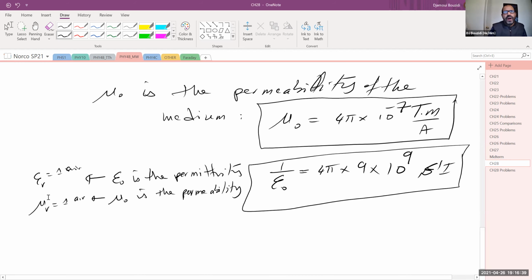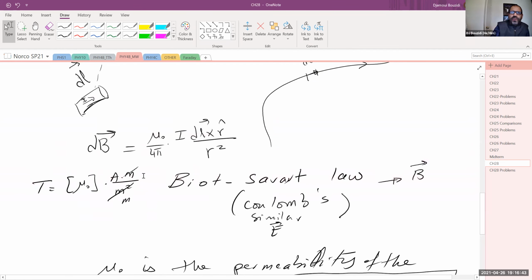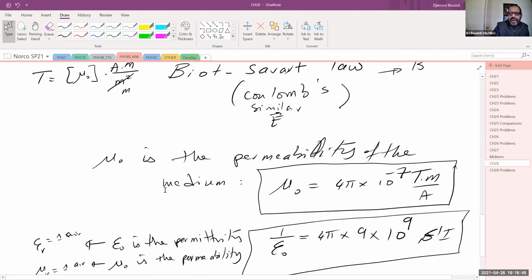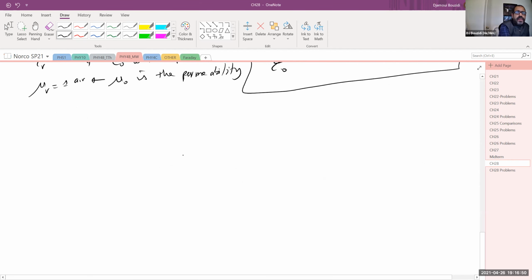In terms of constants, at least in terms of units and everything else. Now, word of caution, this expression is bad. Let me rewrite it again. So I have an element of current, and this is an empirical law, so don't ask me to prove these things.